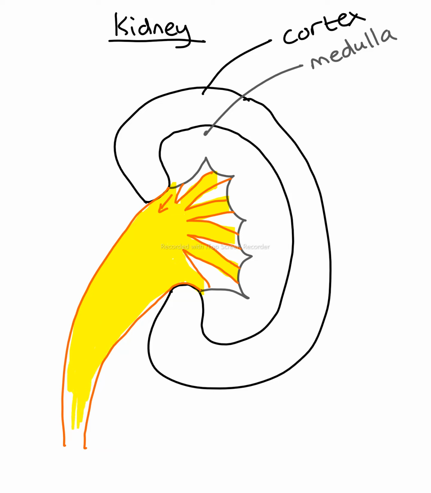Let's get this done quickly. Right, let's label it up. That there, that area is called the pelvis. This tube that's forming now and going down to the bladder is called the ureter. Okay, so you've got the main structure there. You've got the cortex, medulla, pelvis, ureter.